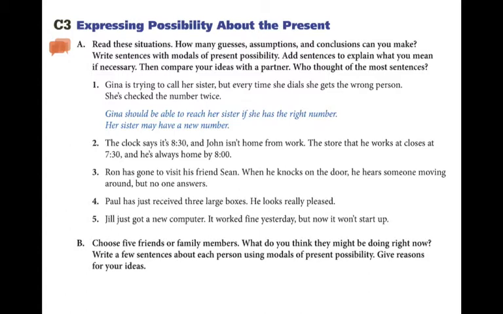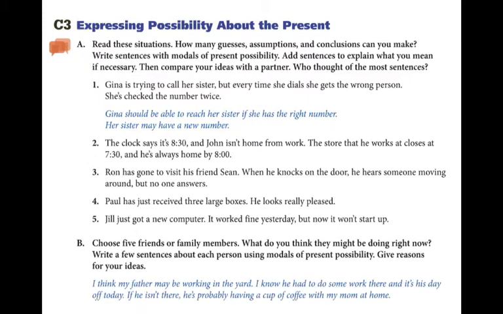In Part B, choose 5 friends or family members. What do you think they might be doing right now? Might be doing. This is a modal expressing continuous action, action right now. Write a few sentences about each person using modals of present possibility and give reasons for your ideas. For example, you could write, I think my father may be working in the yard. May be working. Present continuous modal.